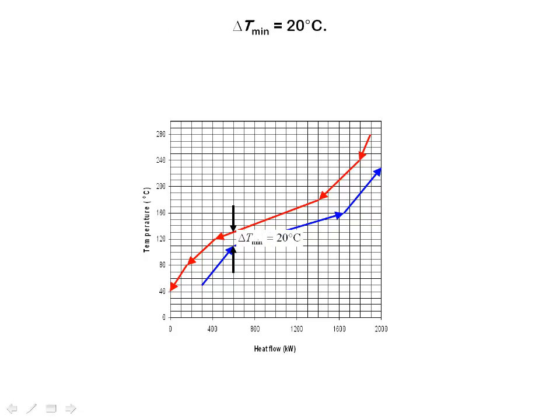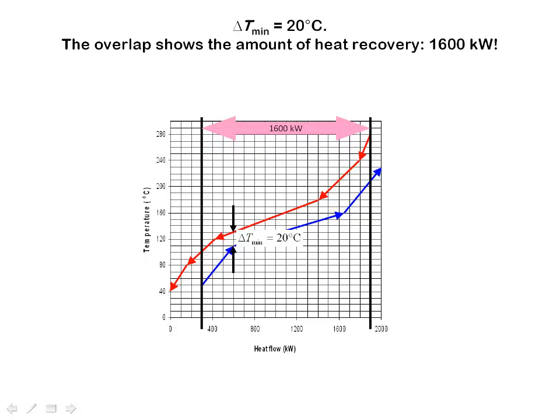So our delta T min, our minimum temperature difference between the hot and the cold curves, is 20 degrees C. This gives us an overlap that covers a range of 1600 kilowatts. So we're recovering 1600 kilowatts of heat potentially. Having identified this overlap, if we can now design a heat exchanger network that delivers this, then potentially the maximum amount of heat recovery that we can get, if we design our network correctly, is 1600 kilowatts.